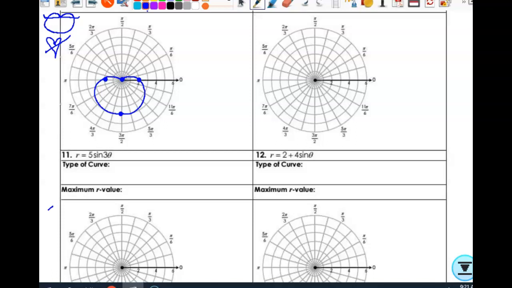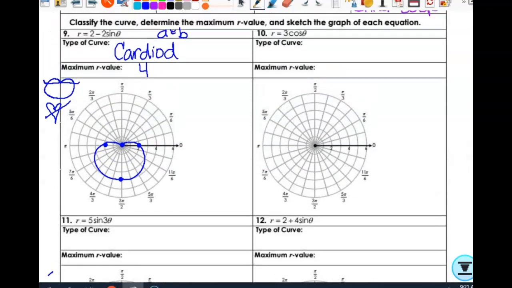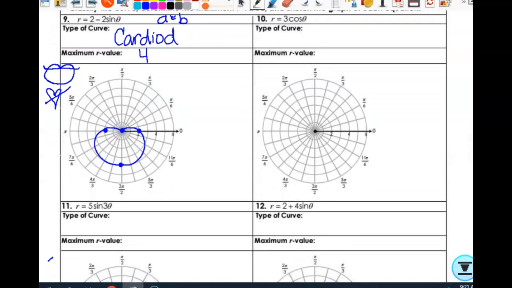All right. So let's look at the next one. r equals 3 cosine theta. What is this type of curve? It's just a circle. I heard it. It's just a circle. It's a simple one. Your maximum r value, 3, good, because that's your A value.